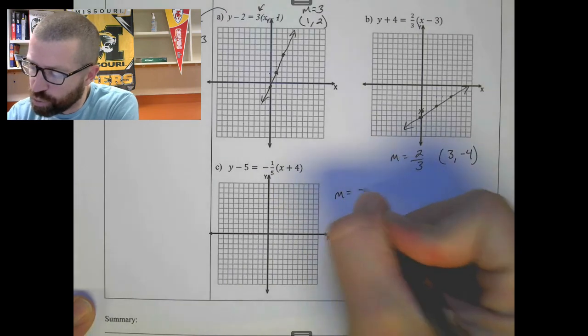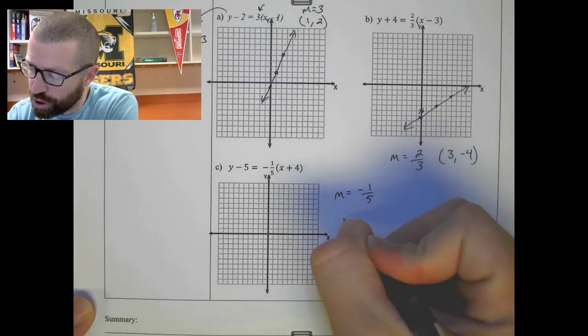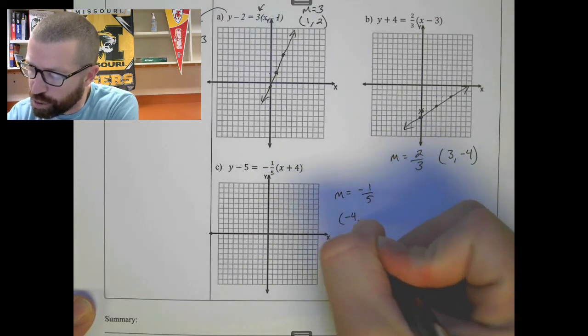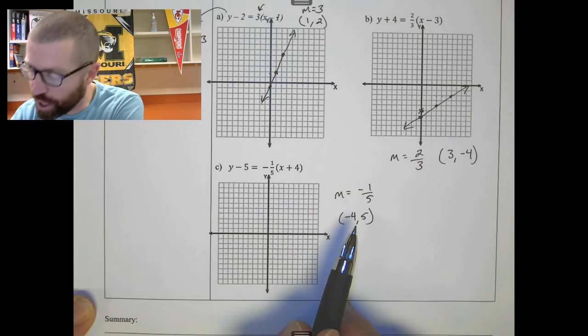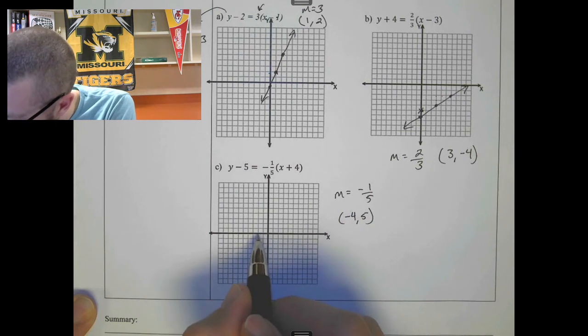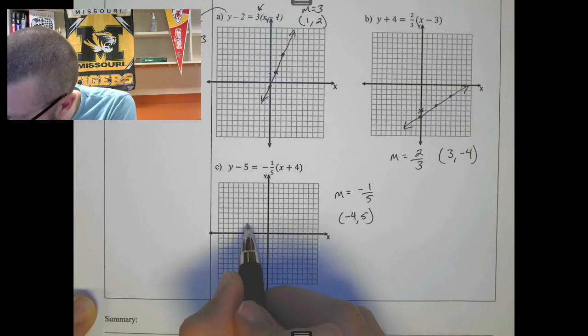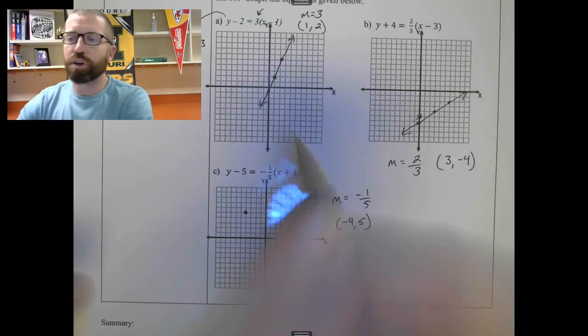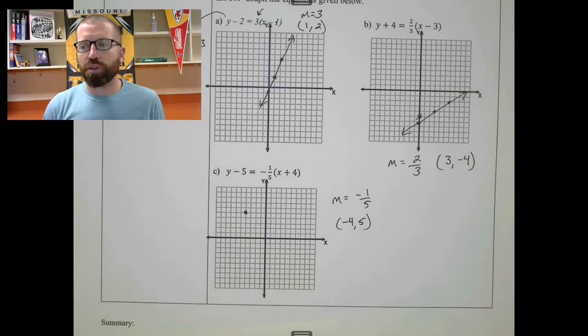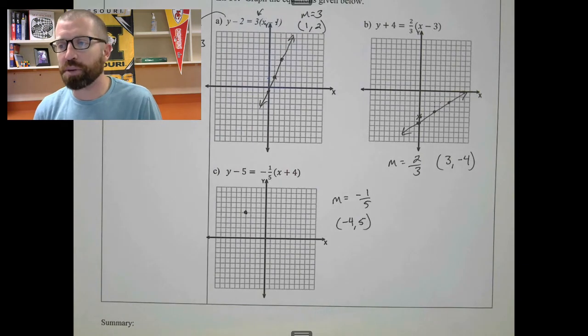Here, m is -1/5, and the point is (-4, 5). So be very careful that you change the sign. Make sure you write the point down. So 1, 2, 3, 4, 1, 2, 3, 4, 5. Put your point there, and then pick your pencil up, take a deep breath, reset your mind, and think, okay, now I'm thinking about slope.